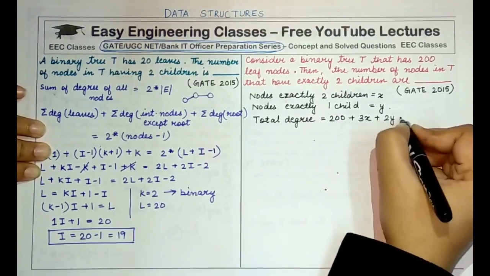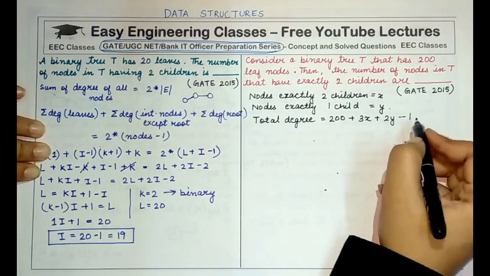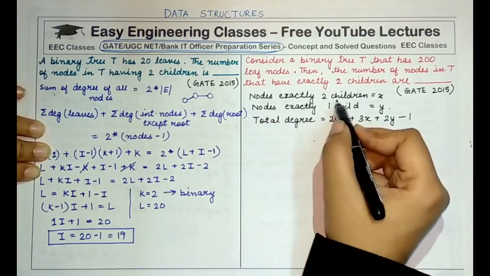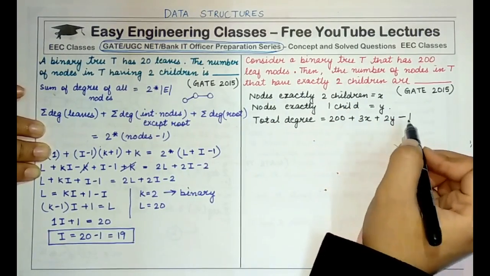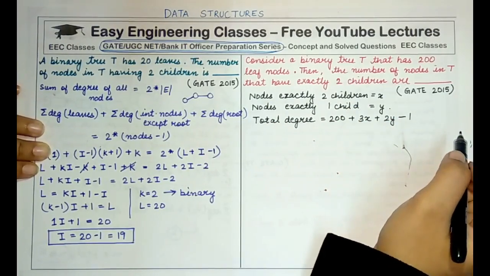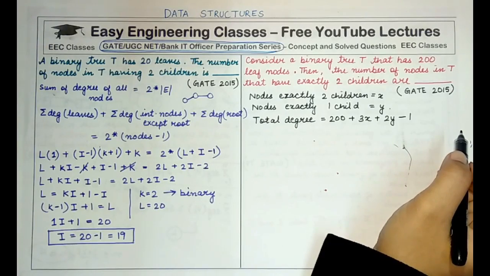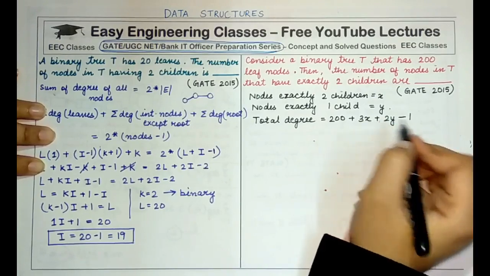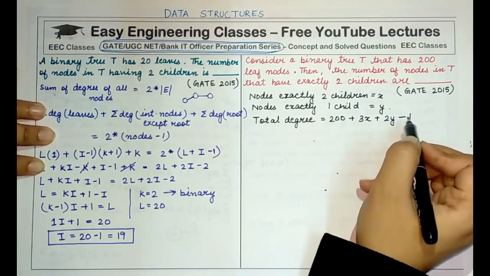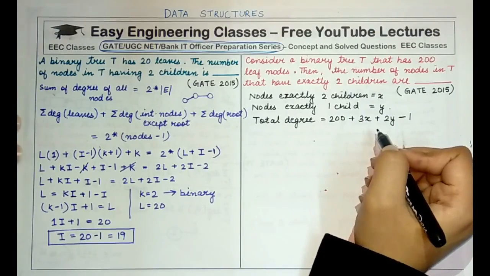Therefore 3x plus, similarly, each node with a single child has an outgoing degree and an incoming degree. Therefore 2y minus 1. Why minus 1? Because in the nodes that have 2 children, we have included all the internal nodes, but the root is one internal node that does not have degree 3. It has degree 2. Therefore, we subtract 1 for the incoming degree of the root, which does not exist. So in 3x we included all internal nodes, but we subtract 1 because the root is an internal node that does not have any incoming degree.